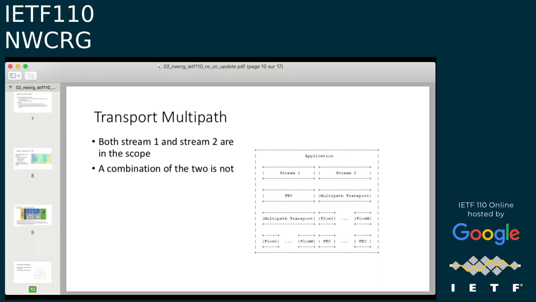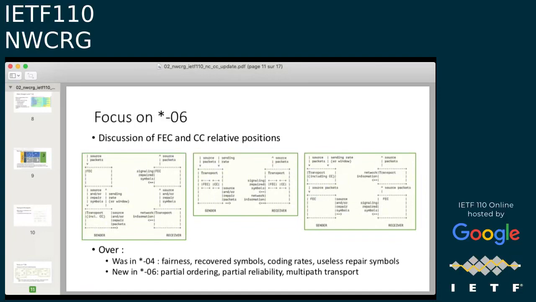Next slide, please, is just recalling what we have in this document. Basically, we have FEC that is above, in, or below congestion control. We discuss these different cases, and in the previous version we discussed fairness, how you deal with recovered symbols, how you adapt coding rates, and what you use per symbol. In the current version, we have added discussions on partial ordering, partial reliability, and multipath transport. The slide was presented previously, so I will not go into the details.